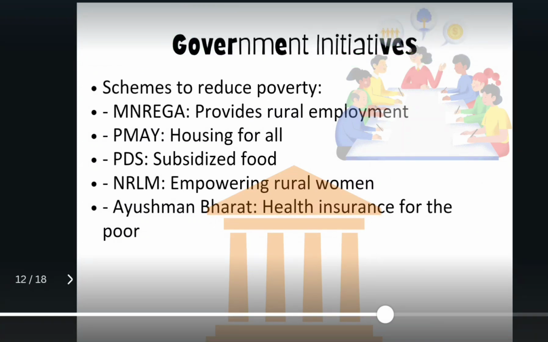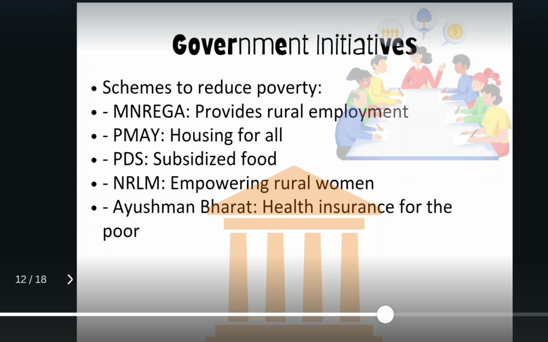Schemes to reduce poverty are MNREGA, which provides rural employment, PMAY, which is housing for all, PDS, which is subsidized food, NRLM, which is empowering rural women, and Ayushman Bharat, which is healthcare insurance for the poor. Now, how do we avail these facilities or initiatives or schemes which are given by the government?